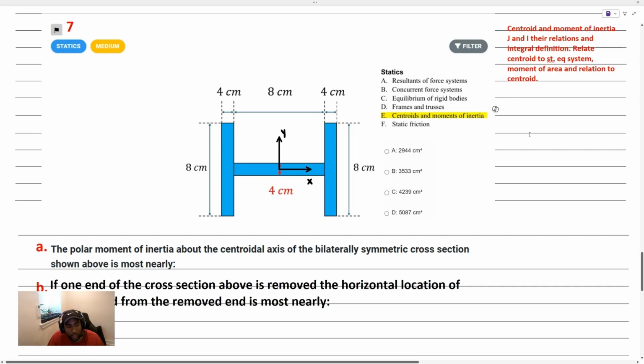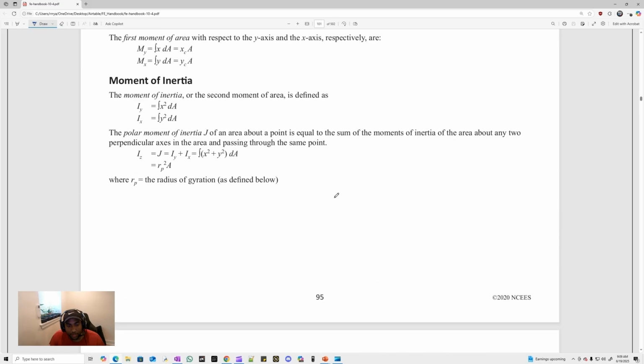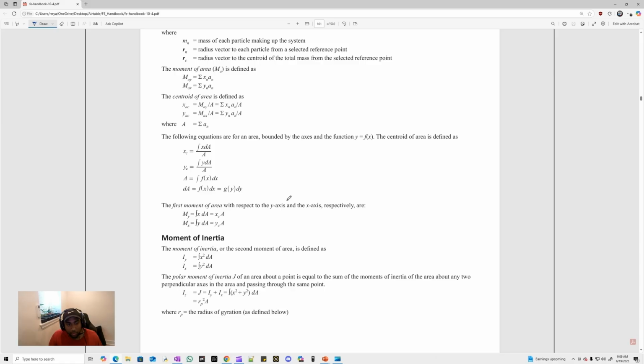In this problem here, we're looking for the polar moment of inertia about the centroidal axis of this symmetric cross section, which is shown above. You can see that I drew X and Y axes up here. And what we're looking for is this term J. Let's go into the FE reference manual. This will be a good practice to be able to navigate that manual. I already have the relevant section pulled up here, but I'm in the statics section because this is a statics problem.